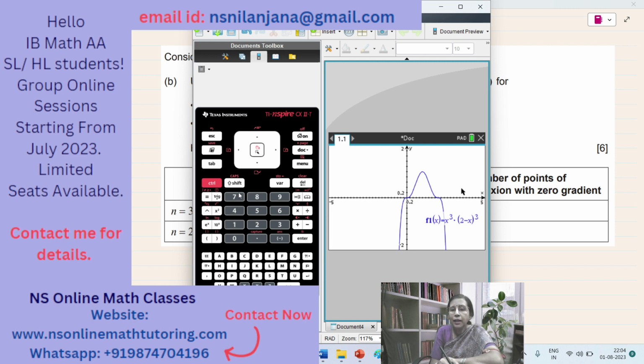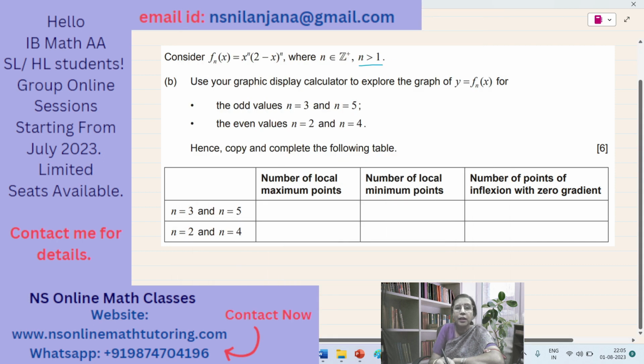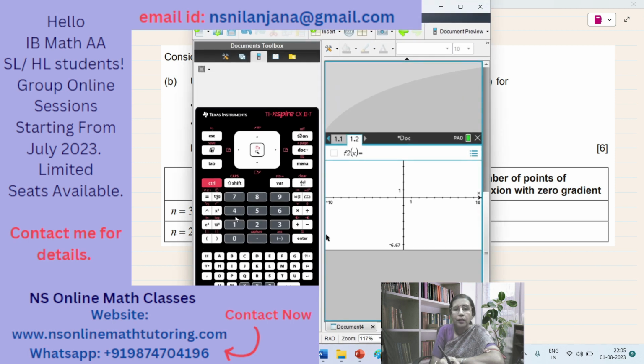Now this is n equal to 3. We have to get n equal to 5. So n equal to 5, so it will be x to the power of 5. Let me show you the expression again. x to the power of 5 times (2 minus x) whole raised to the power of 5. Okay. So x to the power of 5 times (2 minus x) whole raised to the power of 5.